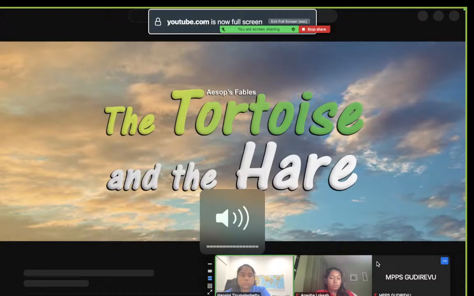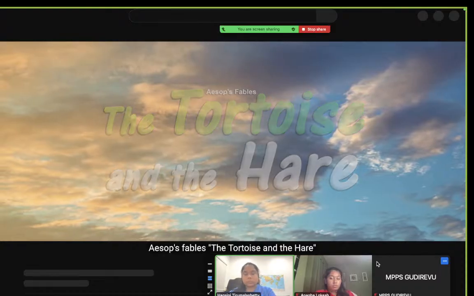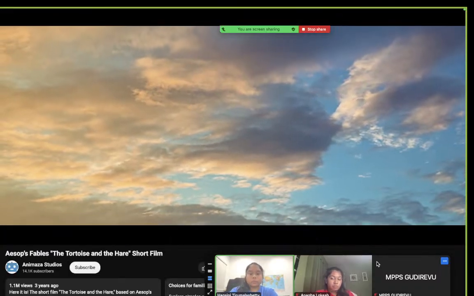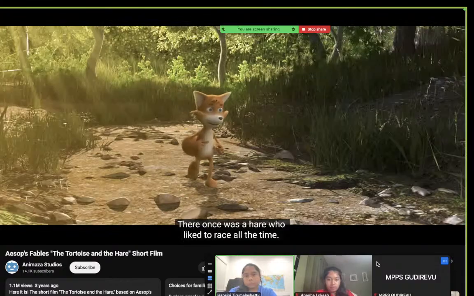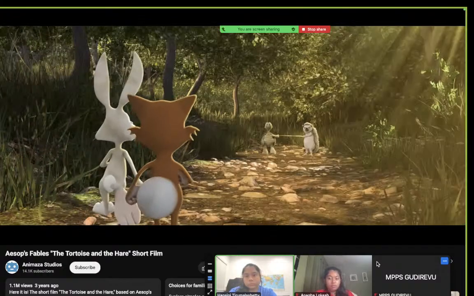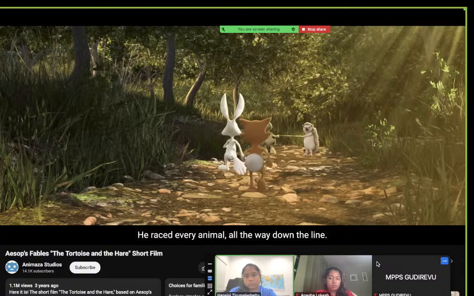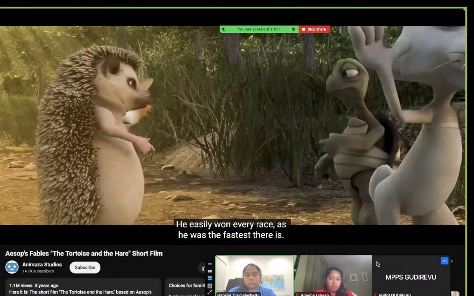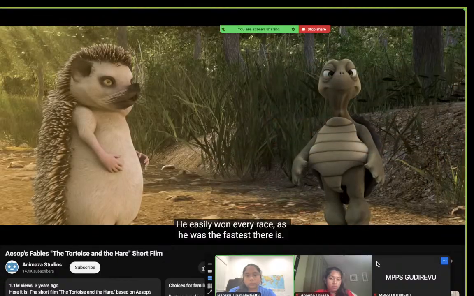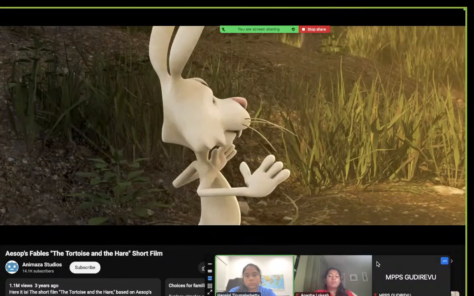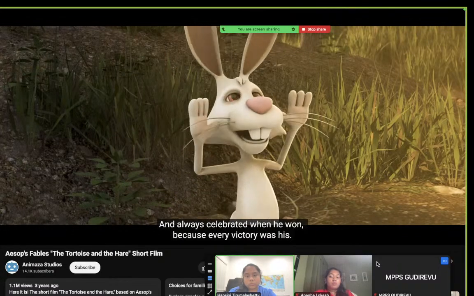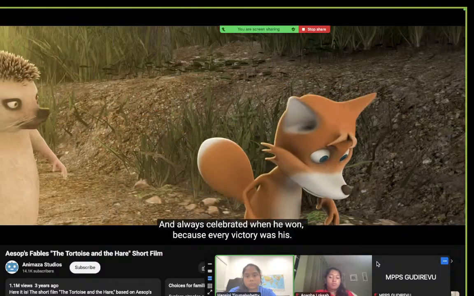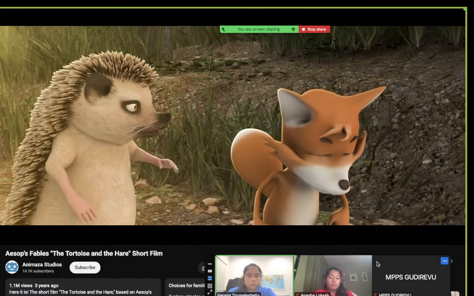Aesop's tortoise and the hare. Like to race all the time. He raced every animal all the way down the line. Easily won every race, as he was the fastest there is, and always celebrated when he won, because every victory was his.